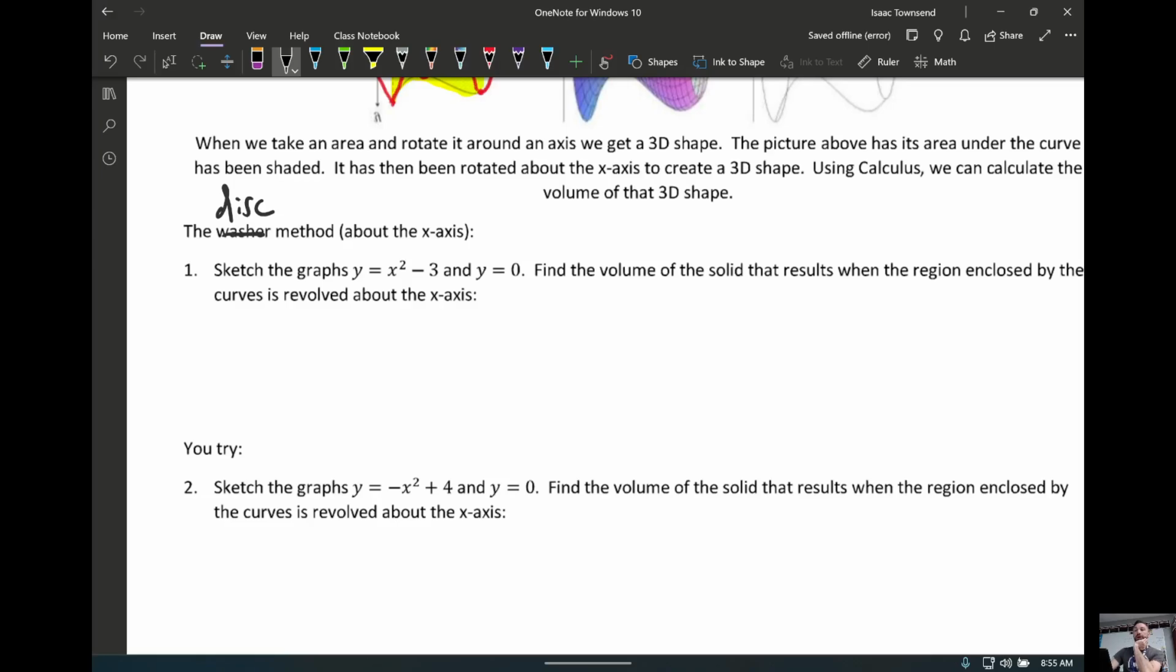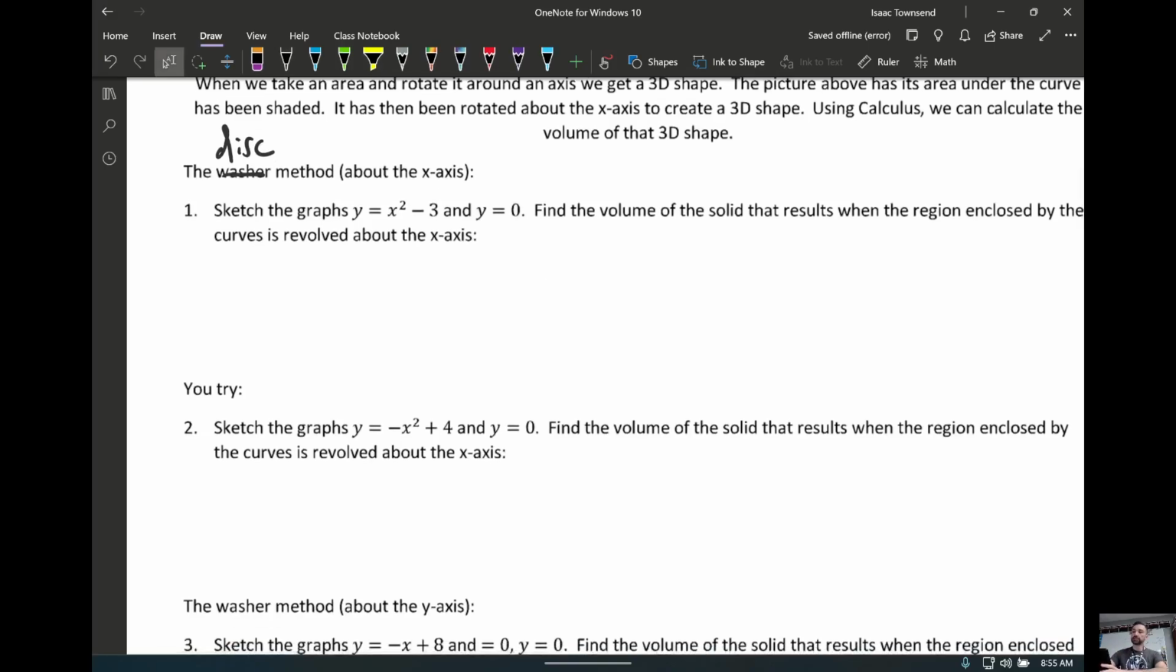Okay, so all of these questions will either give you a graph or there'll be something reasonably easy to graph. So let's sketch y equals 0, and y equals x squared minus 3.